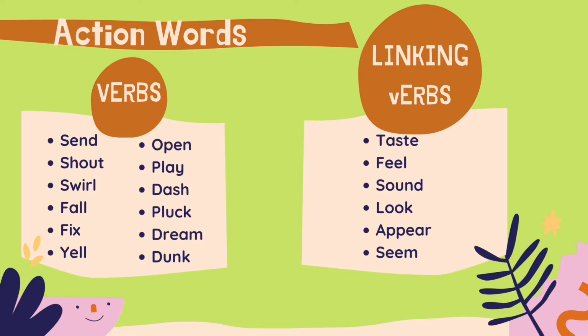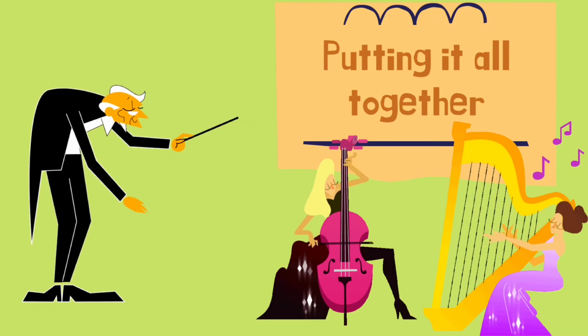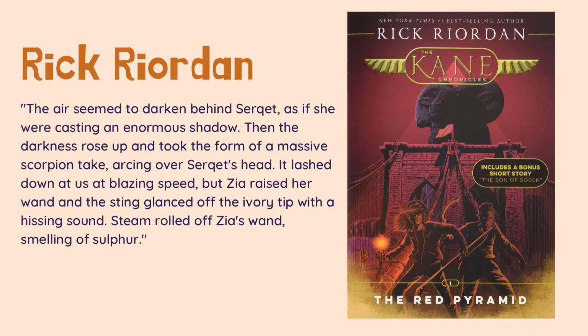So, how do you put it all together? Writing action is like being a conductor, or directing a dynamic symphony. Here's an example from Rick Riordan's The Red Pyramid, PRPL Senior Book Club Read for Summer Reading Club. Riordan is a great example of action writing because he develops characters through action. Here's a scene of conflict between a magician and the ancient Egyptian scorpion goddess, Serket.